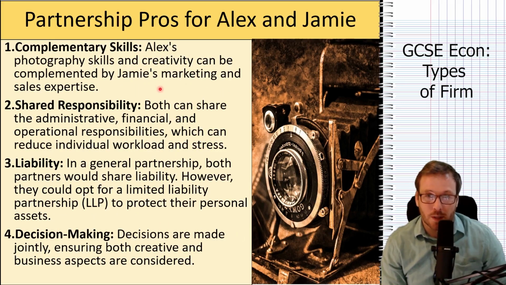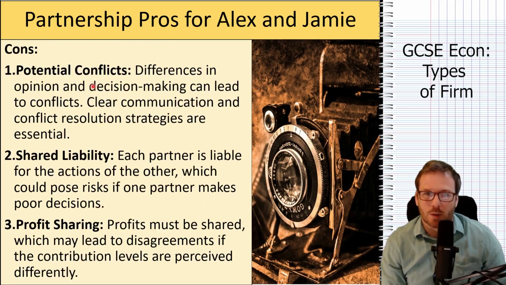They have complementary skills with the marketing and picture taking, shared responsibility if the business fails. Depending on the type of company they have, they could have a limited company, which would be a separate legal identity to mitigate their risks. And joint decision making can really help flesh out ideas. But on the other hand, it can cause conflicts.